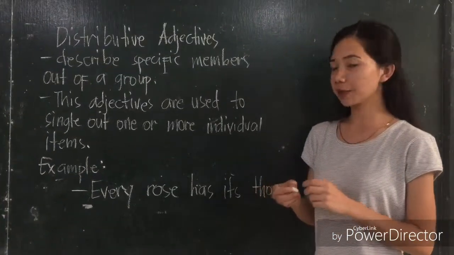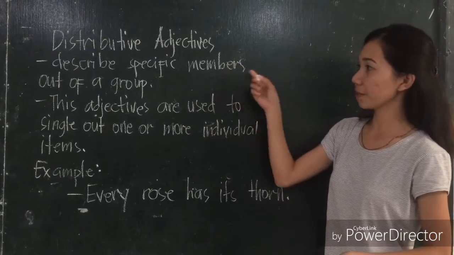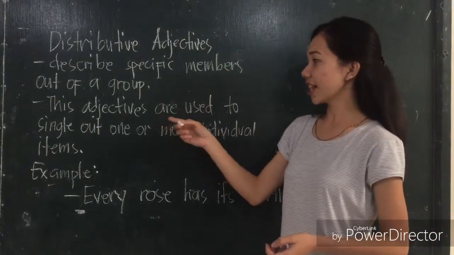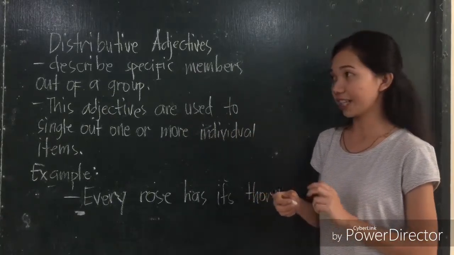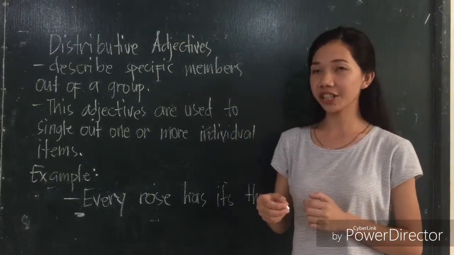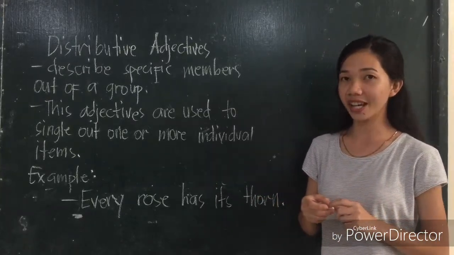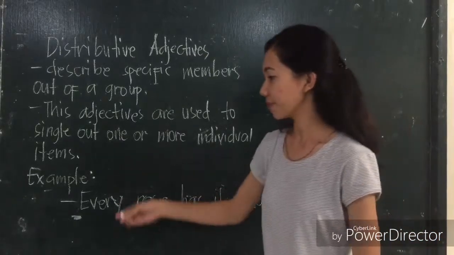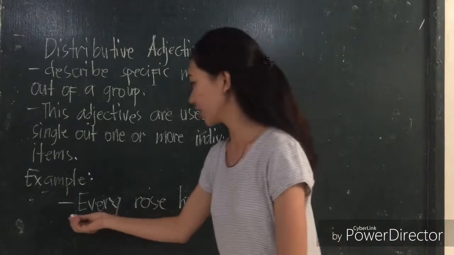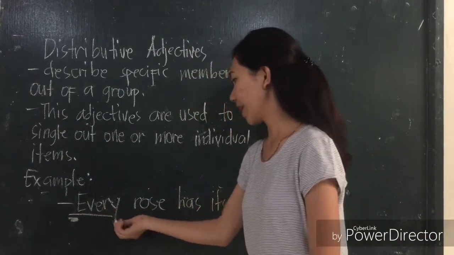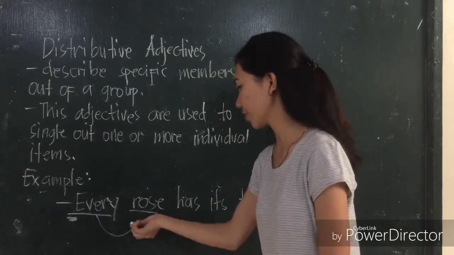So the other type of adjective is distributive adjectives, which describe specific members out of a group. These adjectives are used to single out one or more individual items. The most common distributive adjectives include each, every, either, neither, and any. For example, every rose has its thorn. So the distributive adjective here is every, and the noun is rose, which every modifies.